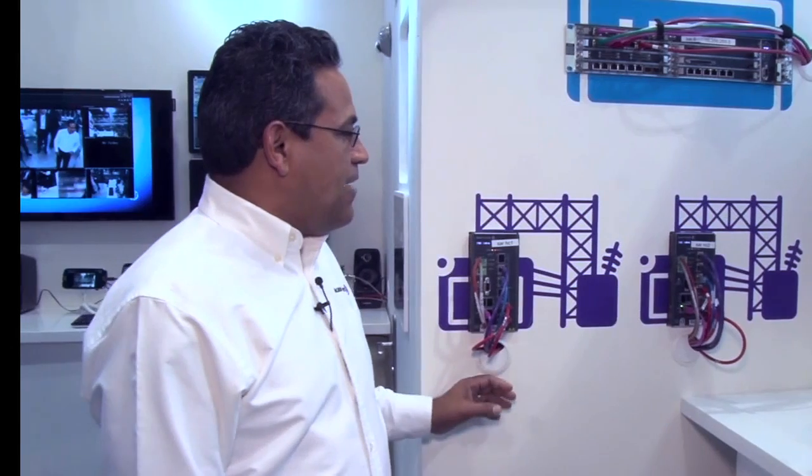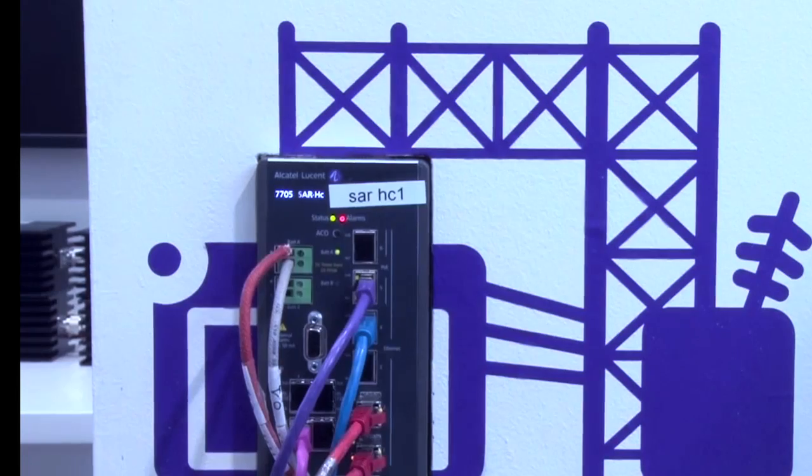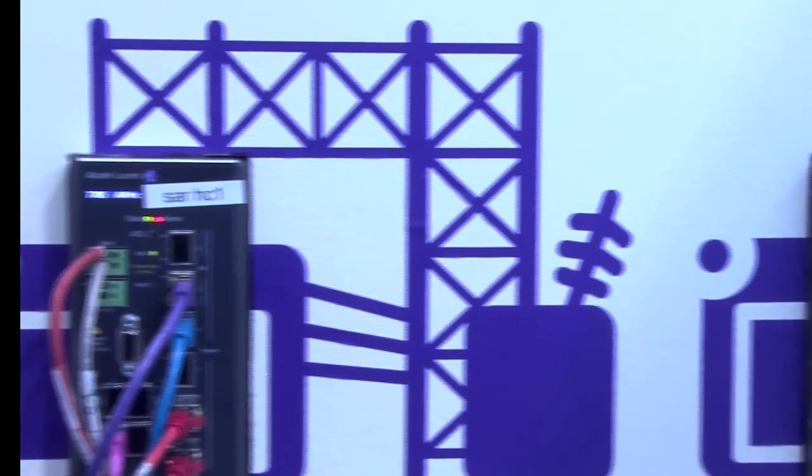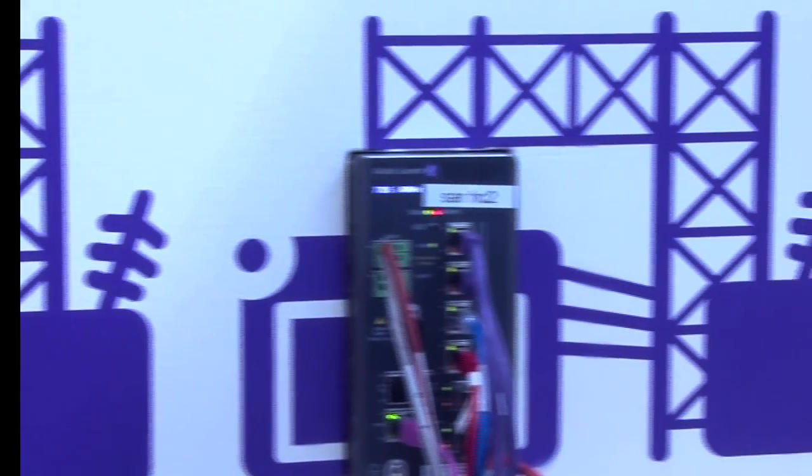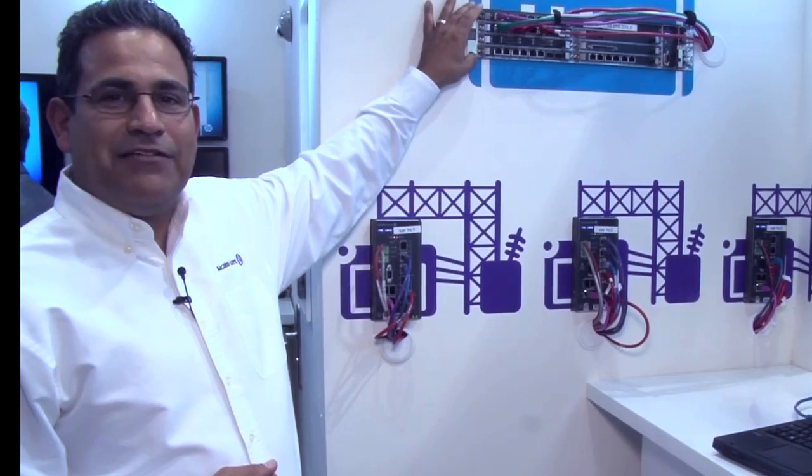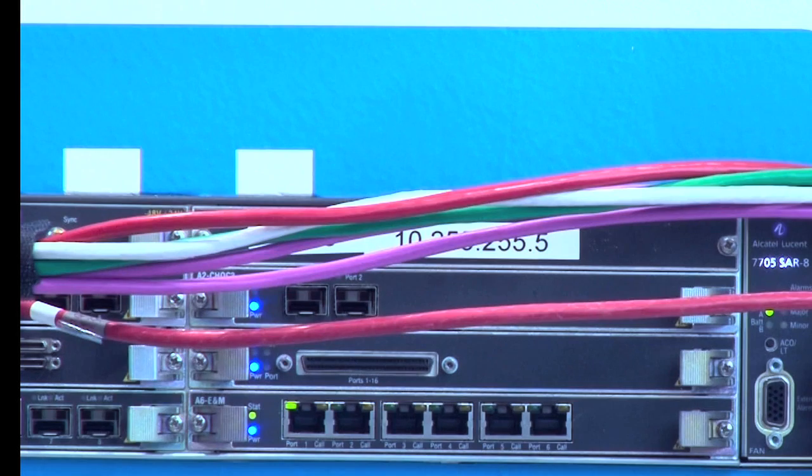What I would like to do for you today is highlight one of the live demonstrations that we're showing here at the booth today. First, I'll show you what we have as a network. We have a simulated utility communications network using real equipment here. It's comprised of 3 7705 SAR HCs and at the operations center, a 7705 SAR 8.